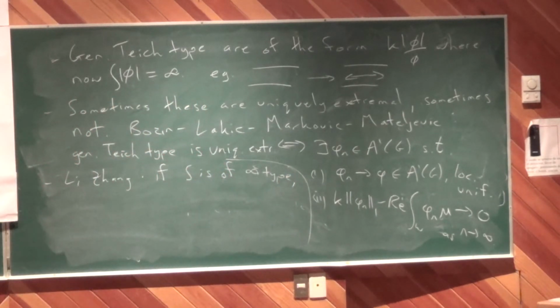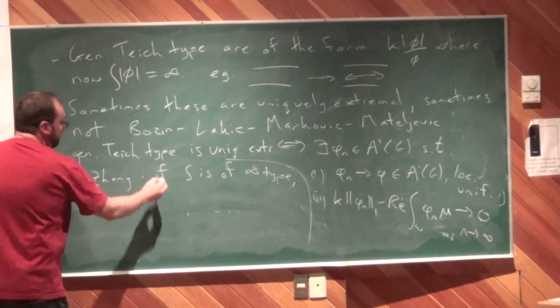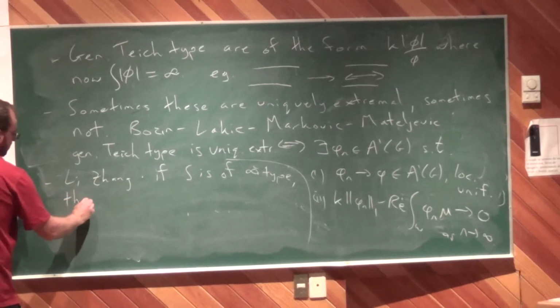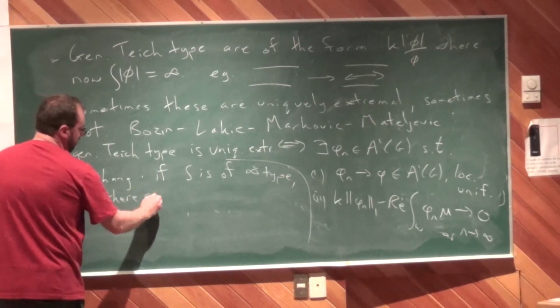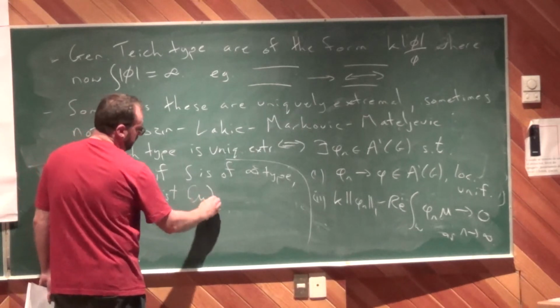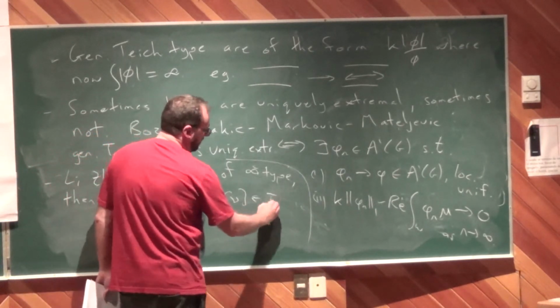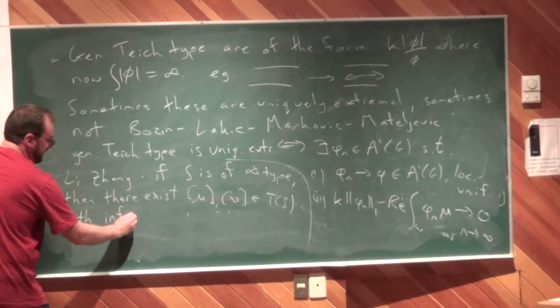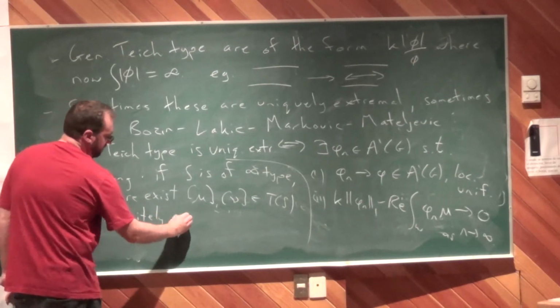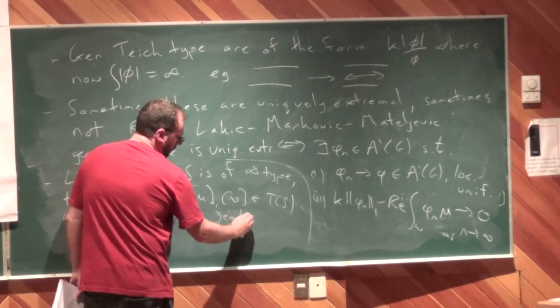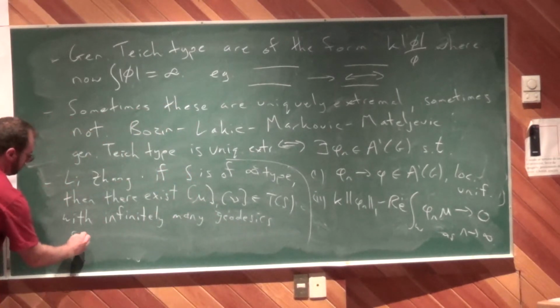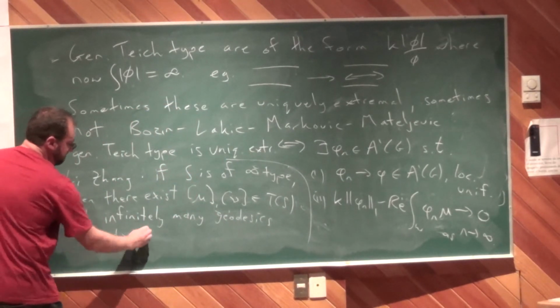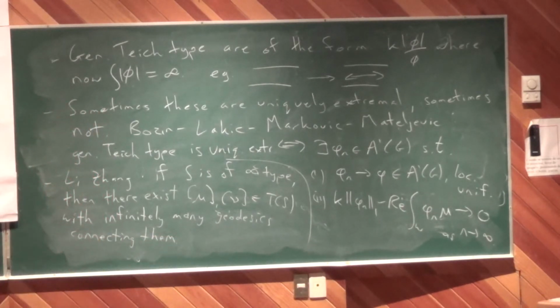So Li Zhong has a couple of papers on geodesics in Teichmüller space, and that's just one result. So if S is of infinite type, then you can find 2 points, mu and nu, in Teichmüller space with infinitely many geodesics connecting them. So these aren't going to be of Teichmüller type because they're not extremal, you don't get geodesics.